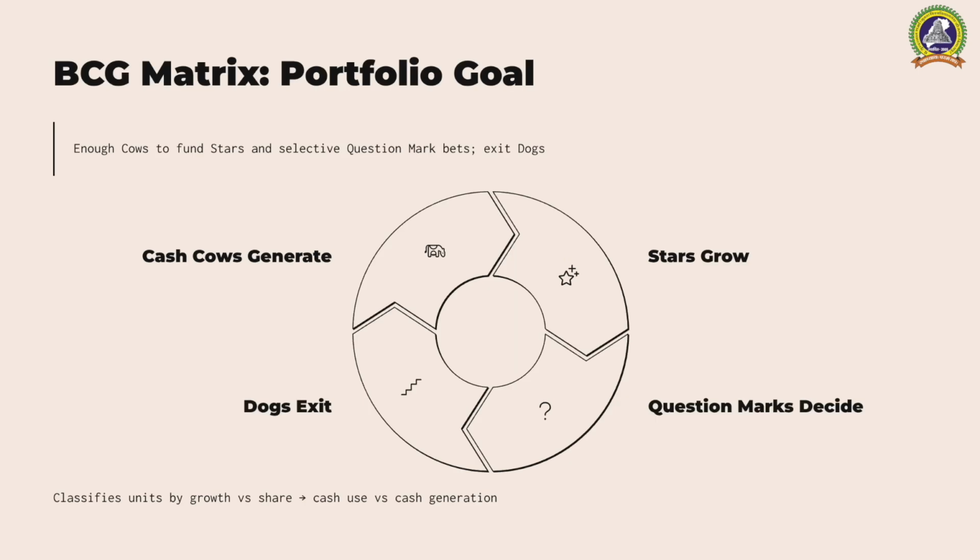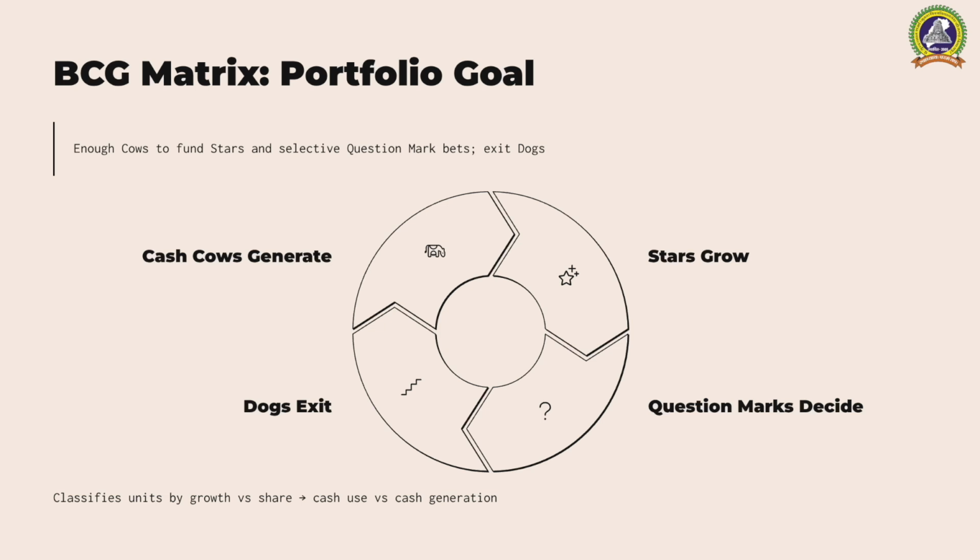It is essentially a portfolio planning tool that helps organizations classify their business units on the basis of two key dimensions. The first one is the market growth rate, which indicates how much cash a unit will require, and the relative market share, which reflects how much cash it can generate. When we map these two dimensions together, we get four distinct quadrants.